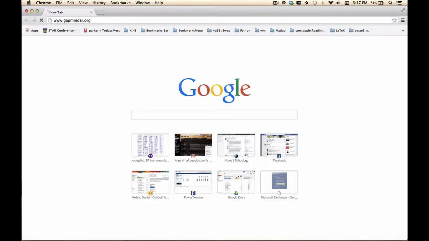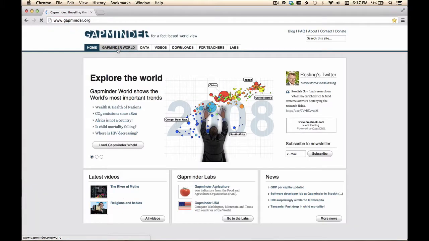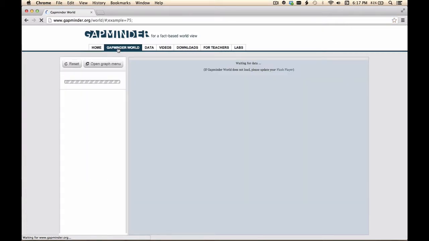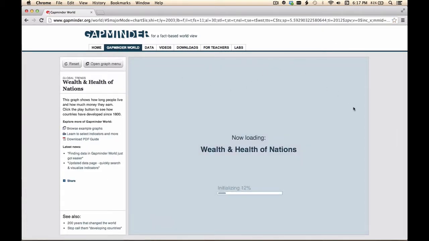Check out Gapminder.org. And when you get to the website, click on Gapminder World. What we're going to be looking at here are scatter plots of data collected from all over the world.